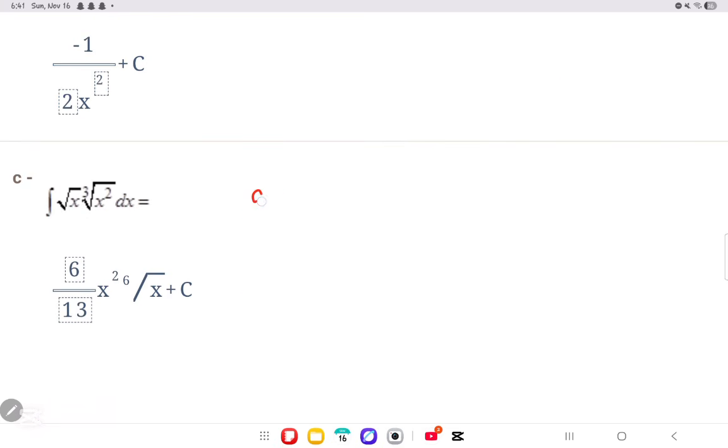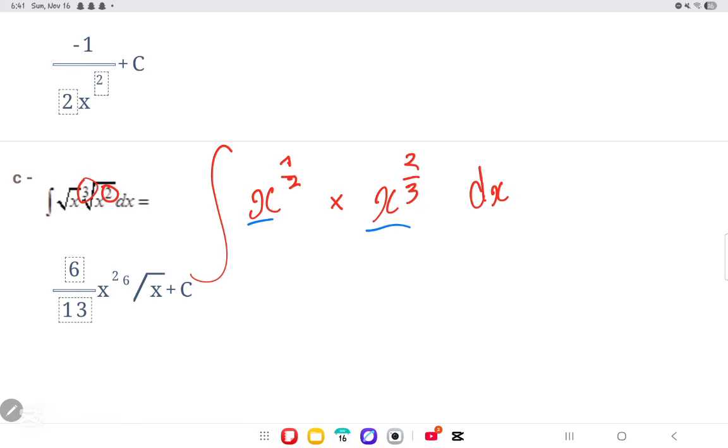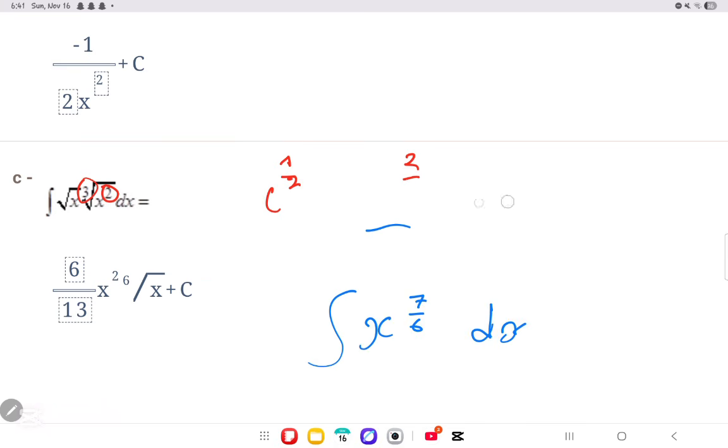Here we have x to the power of half times x to the power of 2 over 3. How do I know? It's inside over outside, always inside over outside. Now we need to do the integration dx, right? So if I multiply 2 exponents together, if they have the same base, I just need to add them. So 1 over 2 plus 2 over 3, that's going to be 7 over 6. So it's going to be integration of x to the power of 7 over 6 dx, right?